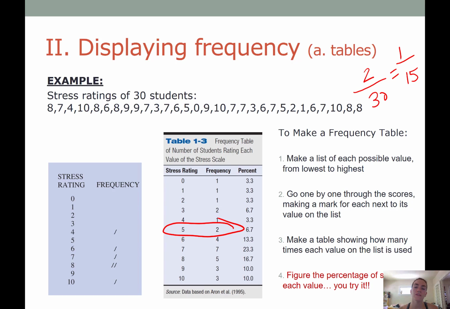If you go ahead and do that, then you'll come up with the percentages you see on the screen. You could try it on your own. You could pause the video and make sure that you can reproduce these values. And if you have any questions about it, make sure you send me an email.